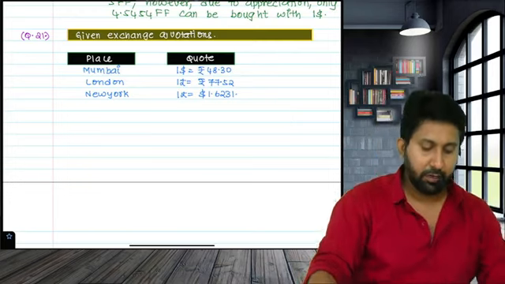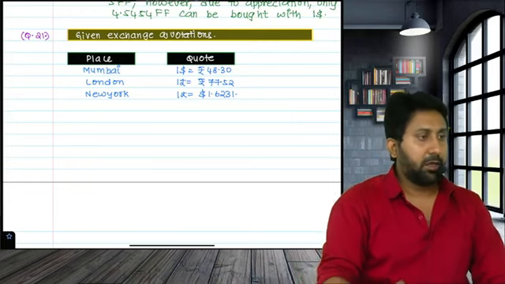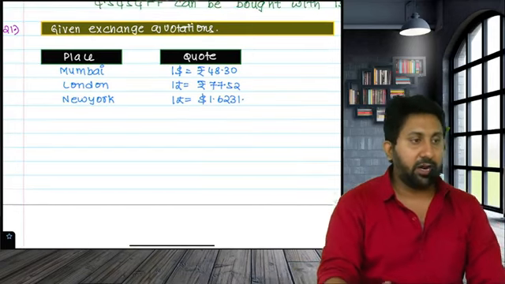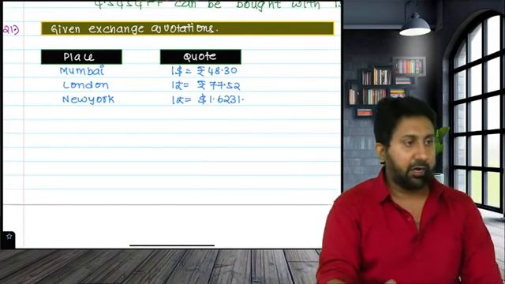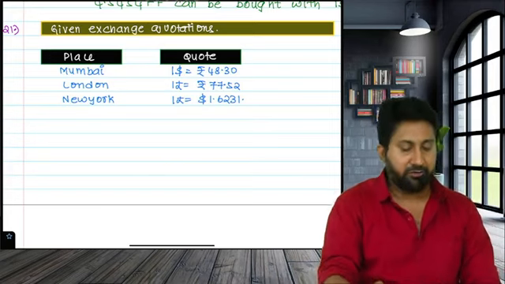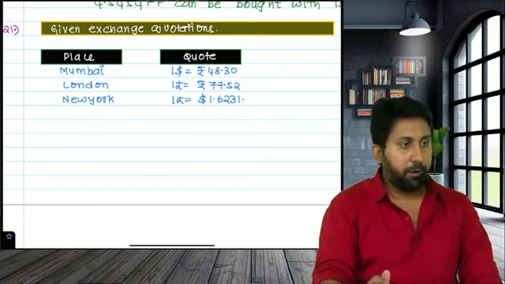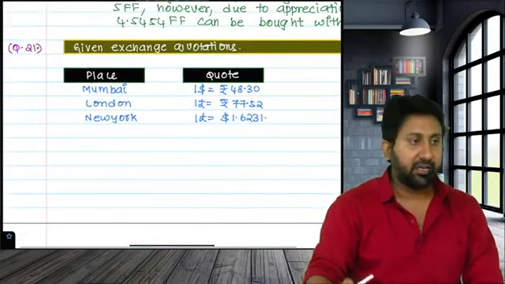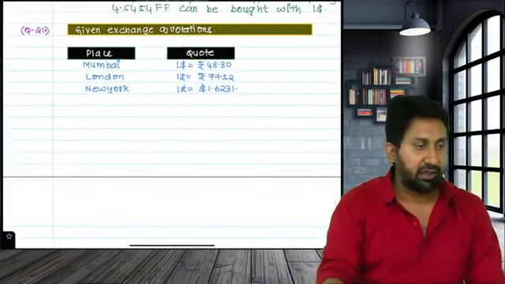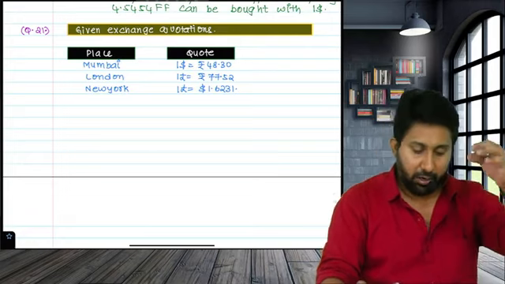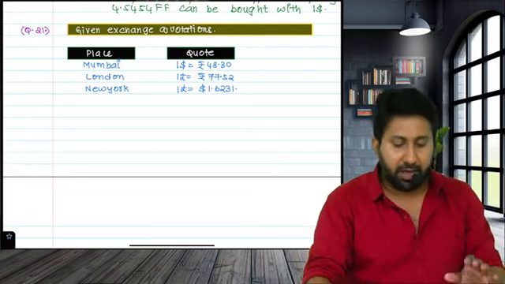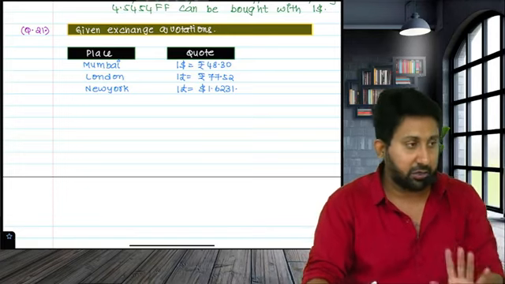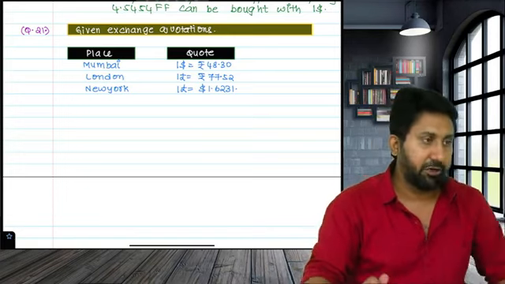So see here, I have written the quotations. Place Mumbai: in Mumbai, $1 is traded at 48.3. In London, 1 pound is traded at 77.52. In New York, 1 pound is traded at 1.6231 dollars. These are the three exchange quotations available in the market. Now listen carefully. In the Mumbai market this is the rate, in the London market 1 pound equals that, and the New York market is also traded. First write down the quotations. I will tell you what to do.